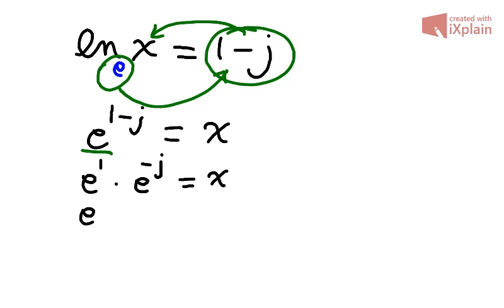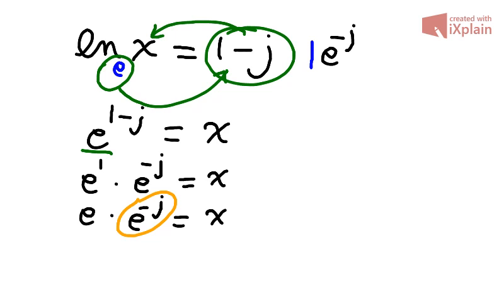So e to the 1 is e, and e to the negative j is the exponential form of a complex number. So we have to actually find what this complex number is. So let's write here e to the negative j means the number in front here is invisible 1, so the radius here is 1, and the theta that is invisible there is negative 1, so the angle in radians is negative 1.